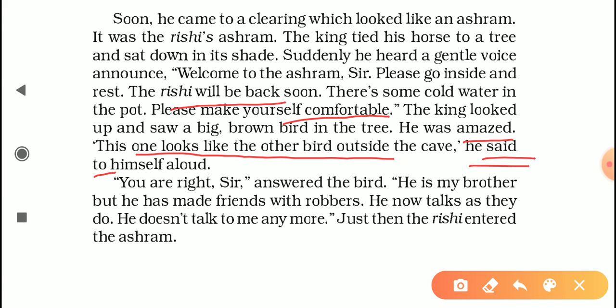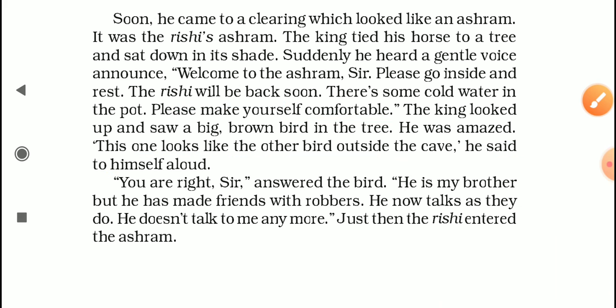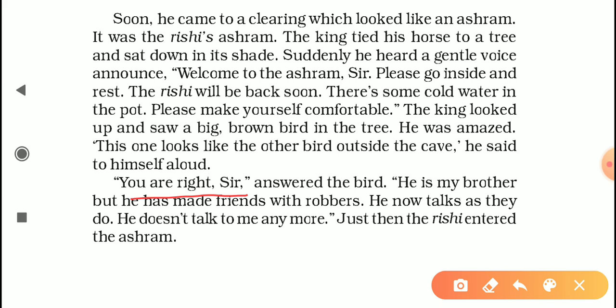See, there is also another thing. The king till now is thinking that though the birds are talking, they are only saying what they have learned to talk. But see, here in this paragraph we will see that the bird is talking on his own accord. The bird can think for himself just like a human being. What is the bird saying? "You are right, sir." So he's conversing, he's talking with the king, not just saying something.